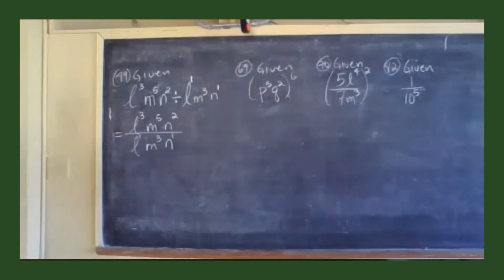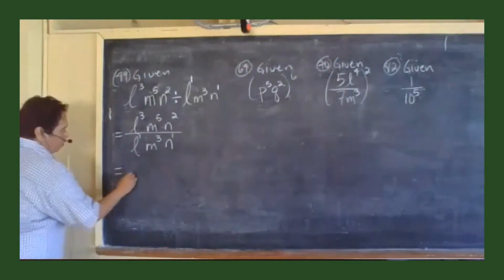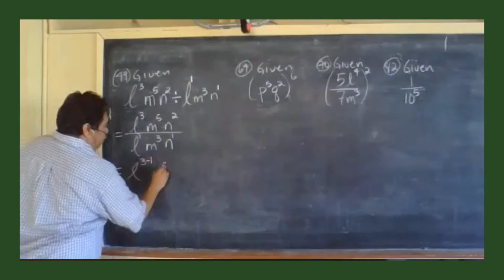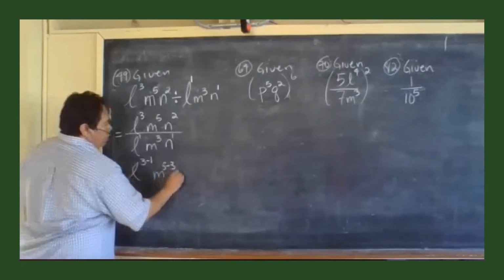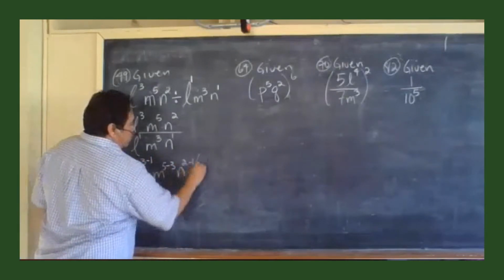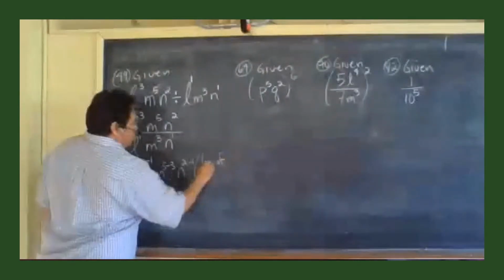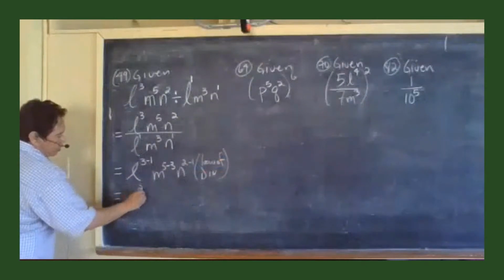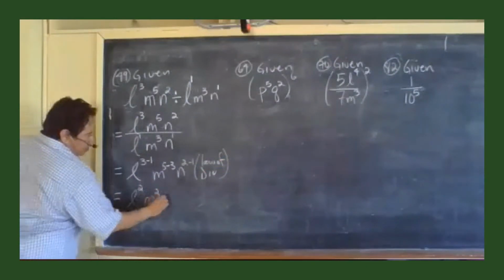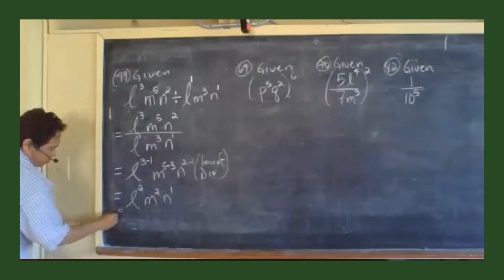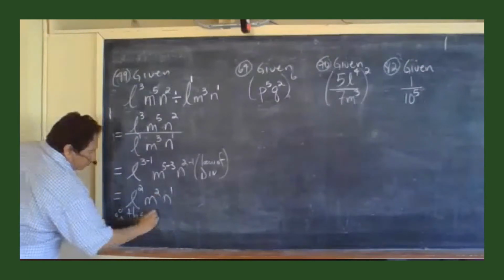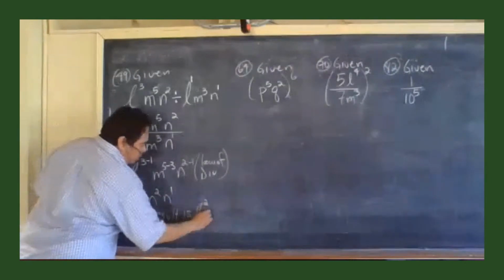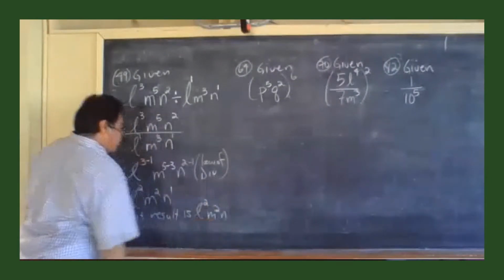Then we're going to apply the law of division. So L to the 3 minus 1, M to the 5 minus 3, and N to the 2 minus 1. So that's the law of division, which will give us L to the second, M to the second, N to the first. And that is the result. So the result is L to the second, M to the second, N.